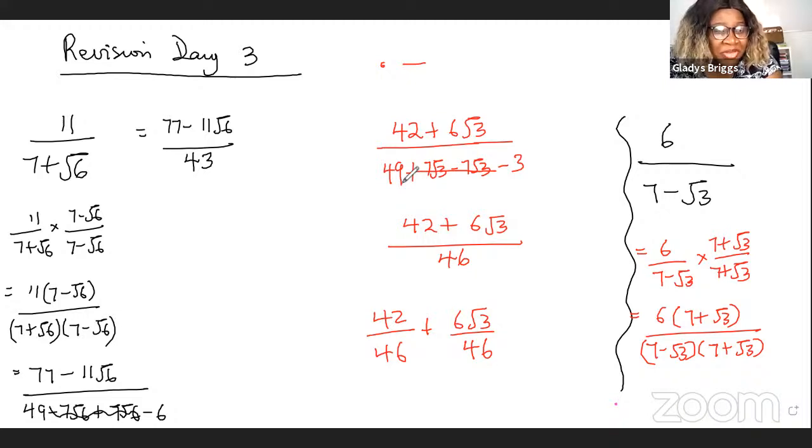Yeah, and Rin too. I think that was a mistake. I think you wanted to write 77 minus 11 root 6 over 43. Yeah. Okay, that's all right. I'm happy when you show me that you can do it. Yeah, that's okay.